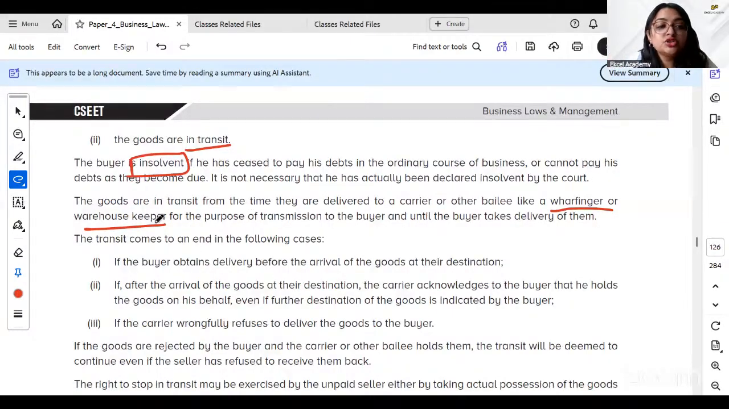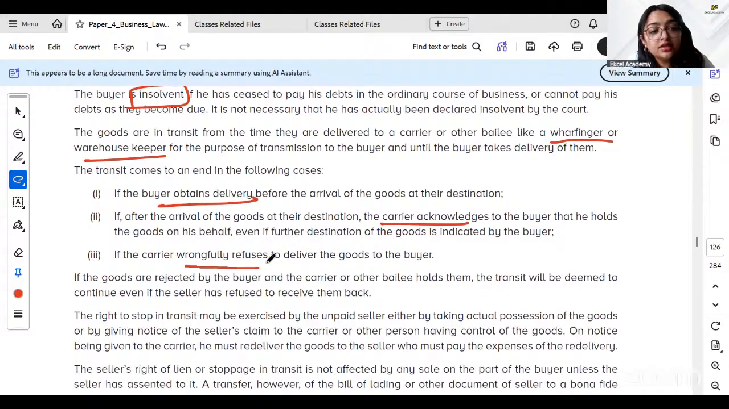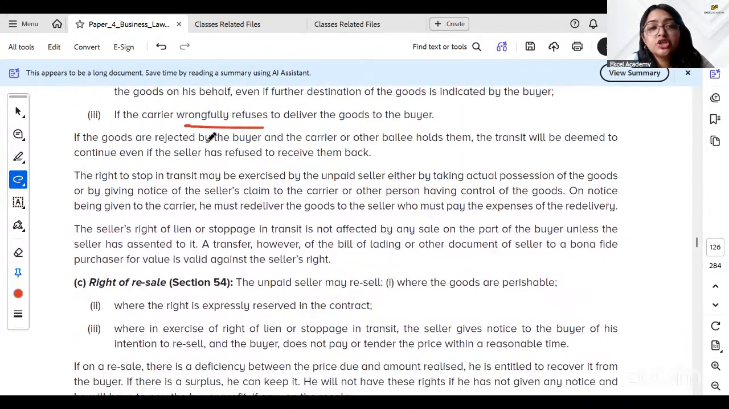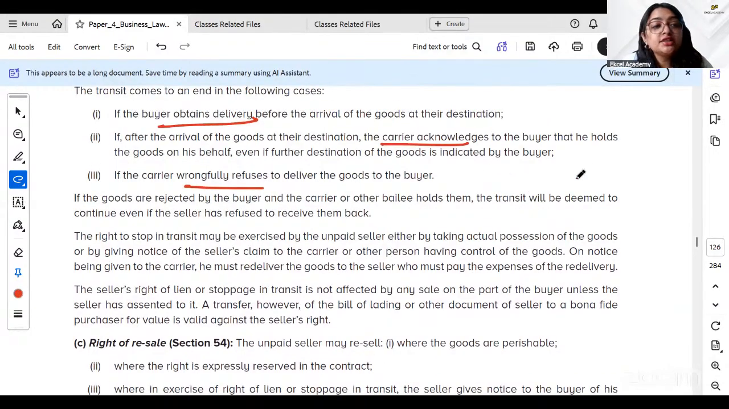Okay, when does the transit come to an end? When the buyer obtains delivery. Okay, the carrier acknowledges that they are holding the goods only on the buyer's behalf, or the carrier wrongfully refuses your delivery. Okay, and if the goods are rejected by the buyer and the carrier or the other bailees hold them, the transit will be deemed to continue even if the seller has refused to receive them back. Why? Because the goods have not yet reached the buyer. The transit is said to be complete when your goods reach the buyer.